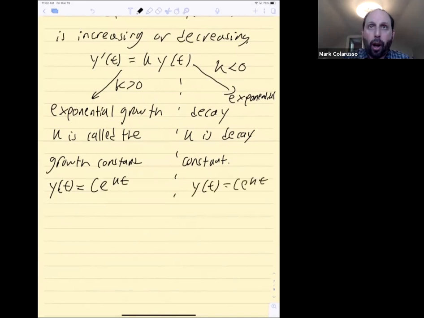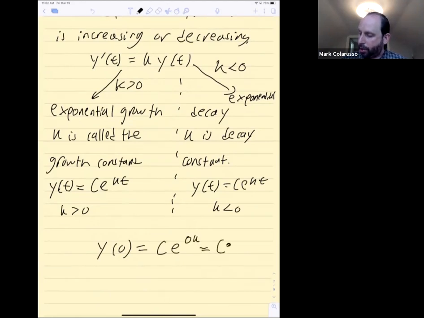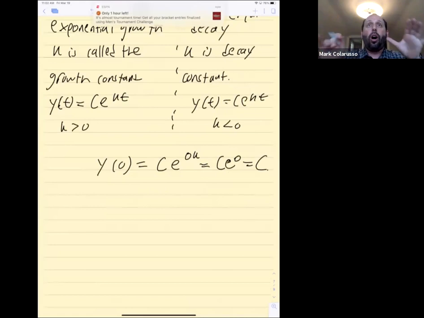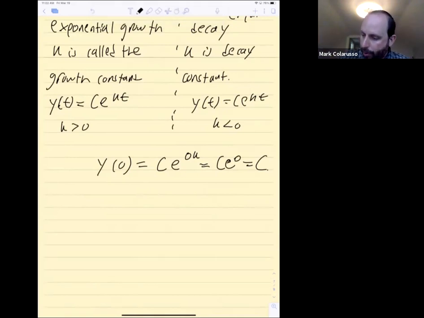And I want to talk a little bit about what this capital C is. So if you plug in 0 to this, in either case, you get c e to the 0 times k, which is c e to the 0. And if you remember, anything to the 0 is 1, so that's just c. So we have a nice interpretation of this constant capital C. It is the initial amount of quantity present.